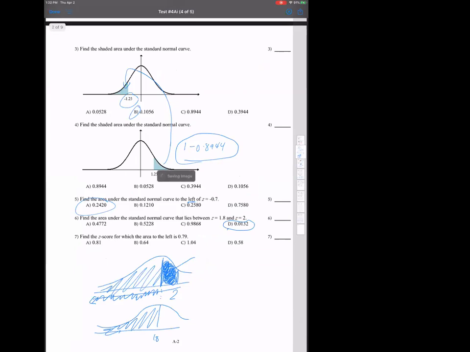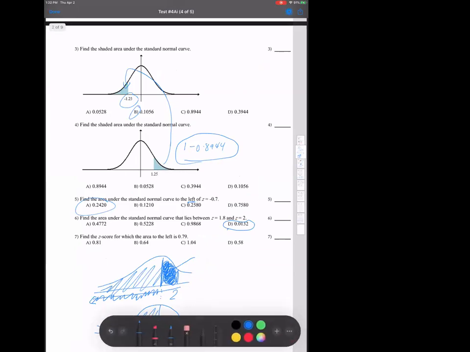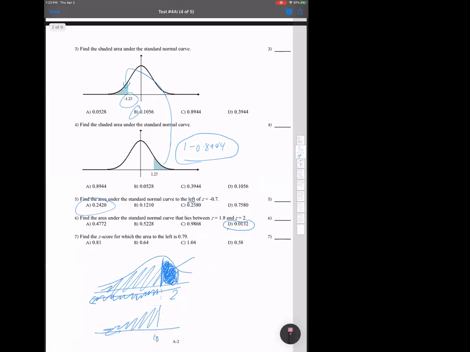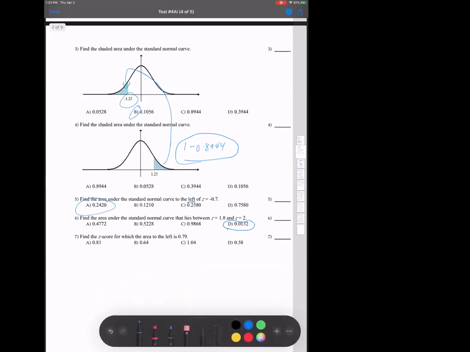Now, number 7 is a reverse problem. Although it's the same concept, if you look carefully at the question, you'll see it's actually different. It says right here to find the z-score. In all the other examples, I was given the z-score. But in this example, they're saying find the z-score, and they give us the answer. They tell us the area is 0.79.